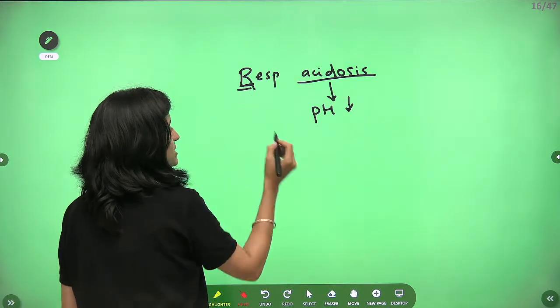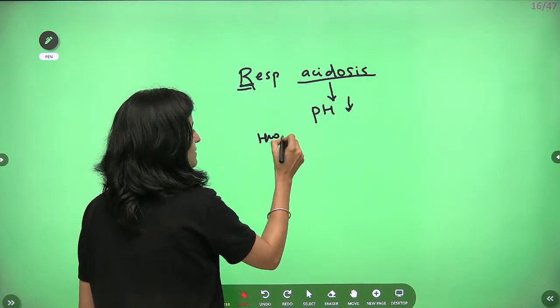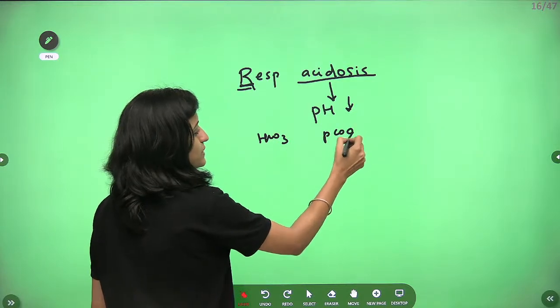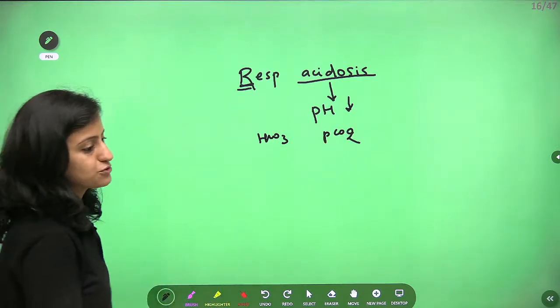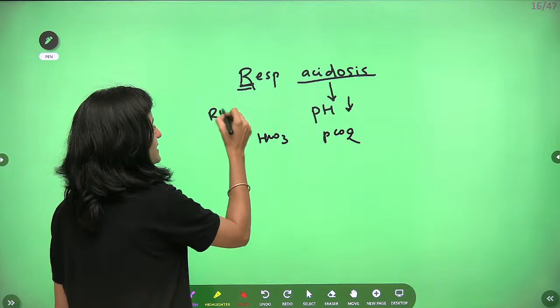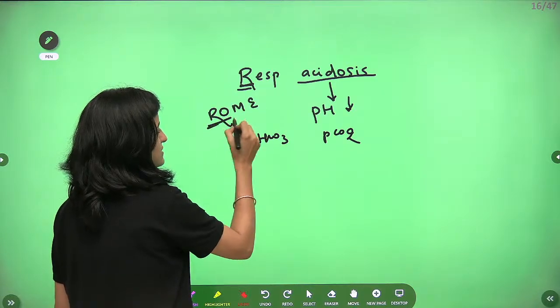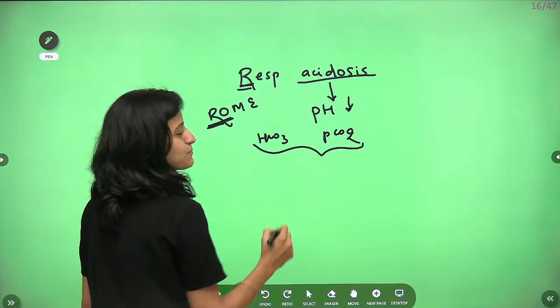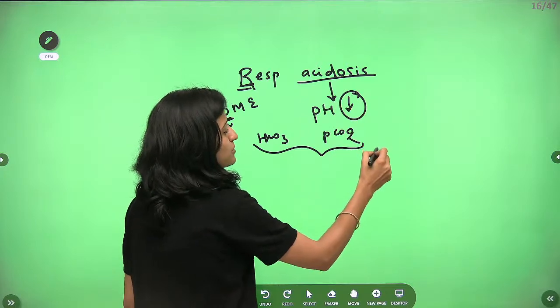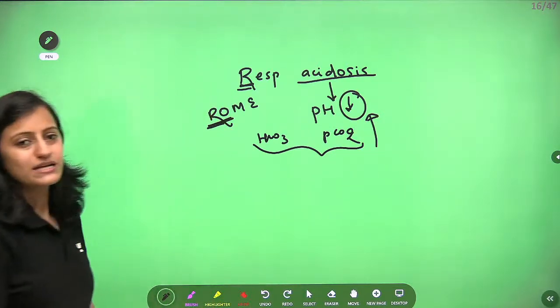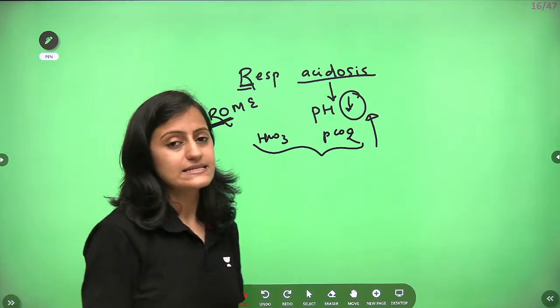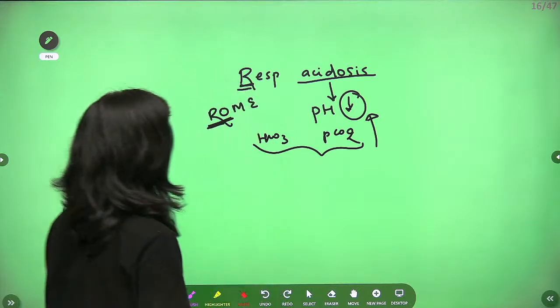It is respiratory. What will happen to the bicarbonate and the PCO2? Respiratory, ROME. Respiratory is opposite changes. So the change in bicarbonate and PCO2 will be opposite of pH. The bicarbonate and PCO2 will increase.